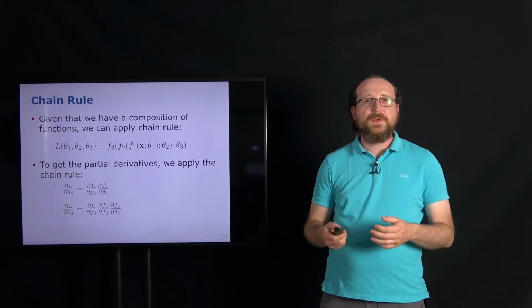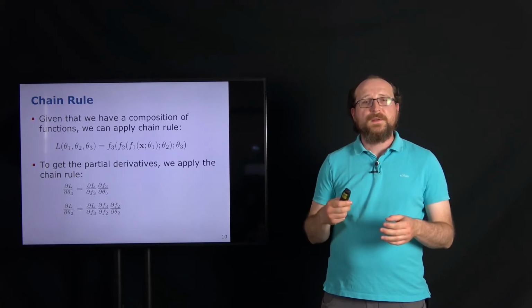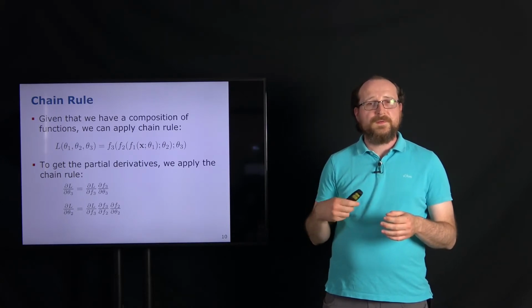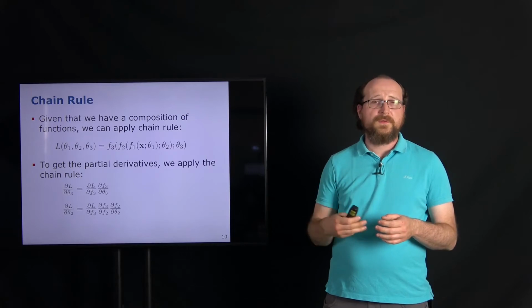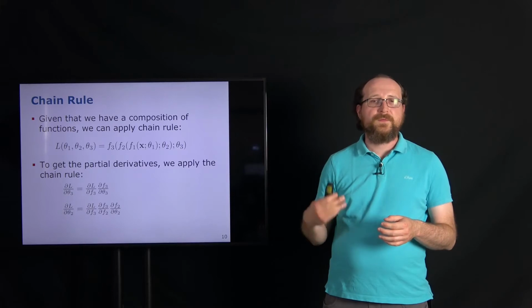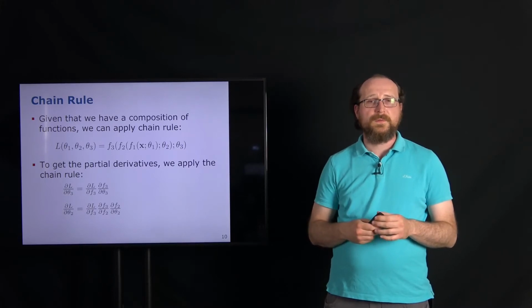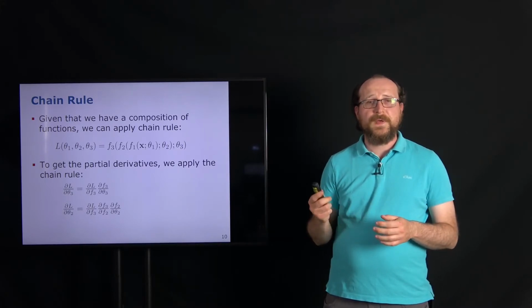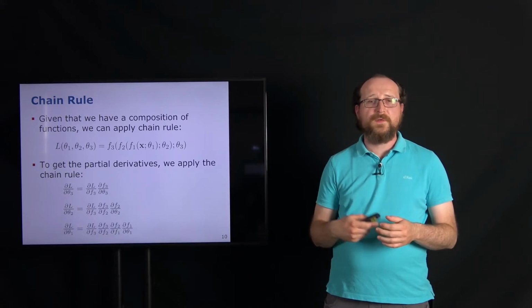So it's just a multiplication of basically f3, the output, with respect to its input f2, and the partial derivative of f2 with respect to its parameters, theta 2. And then we can do the same for theta 1.